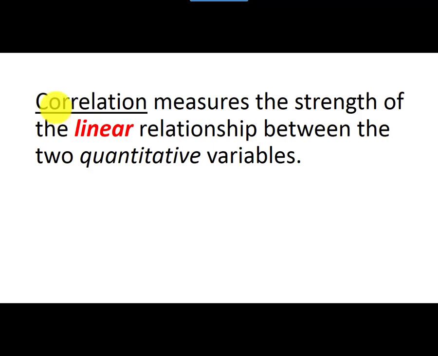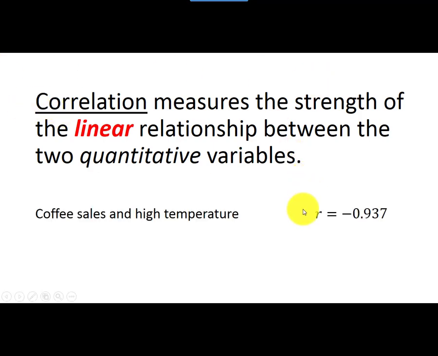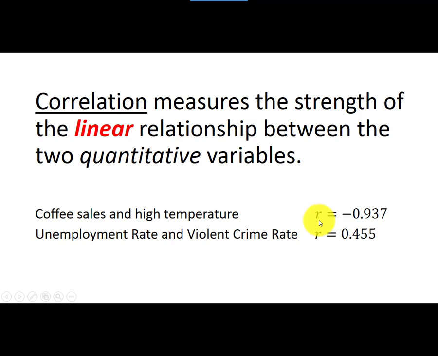So remember, we had coffee sales and high temp. There was a correlation that StatCrunch gave us, and r is for correlation. And then unemployment rate. So again, very different. If you remember those graphs, they looked very different, so their correlations are also explaining something. You know, one's negative, one's positive. We'll come to this in just a minute. One's at 0.9, one's at 0.45.